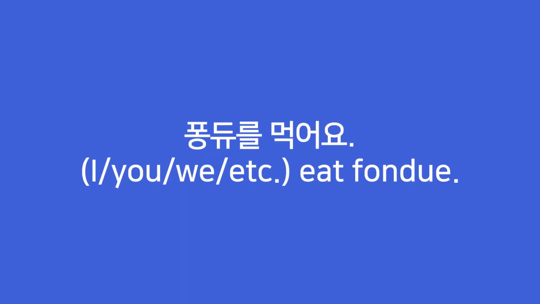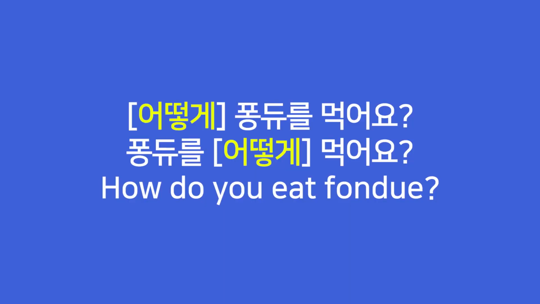So for example, let's say you want to ask, how do you eat fondue? 퐁듀를 먹어요. I eat or you eat. Eat fondue. That's the sentence, right? 퐁듀를 먹어요. All you need to do is insert that 어떻게. It can be before 퐁듀를 or it can be before 먹어요. In any case, it just needs to be before the verb. So 어떻게 퐁듀를 먹어요? This works. You can also say 퐁듀를 어떻게 먹어요?